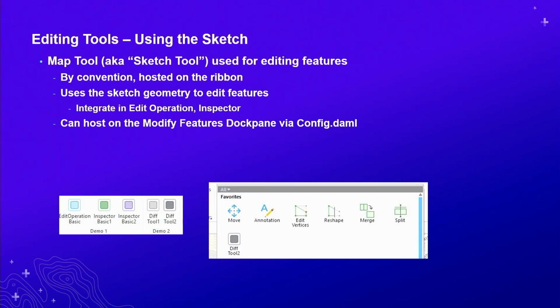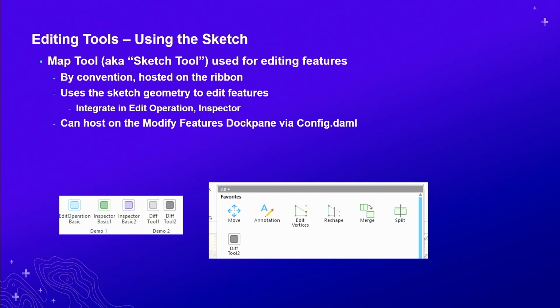Thanks, Naram. Okay, let's take a look at editing tools now. How would you build just a generic editing tool that uses the sketch? Simply, these are tools that you create again by the SDK. In this case, you would pick a map tool. And when you do that, you get the stubs filled out for you, and it's automatically hosted on the ribbon in the add-ins tab on the top there.